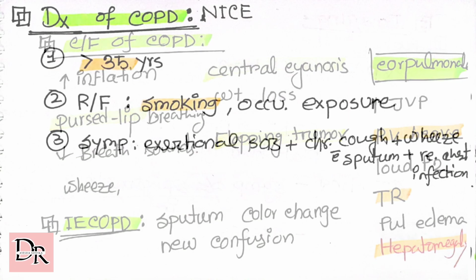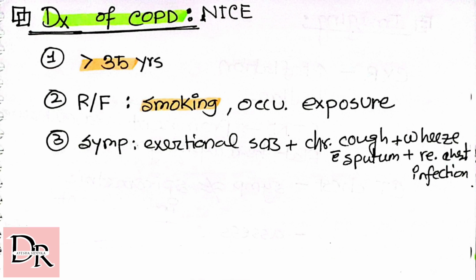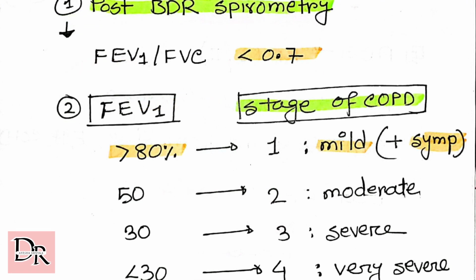Okay, so how will we diagnose COPD according to NICE guideline? Age should be more than 35 years. A risk factor will need to be present like smoking or occupational exposure to certain dust or chemicals that we have mentioned before. And what are the symptoms? Symptoms like exertional shortness of breath, chronic cough with sputum, wheeze, and there will be recurrent chest infections.